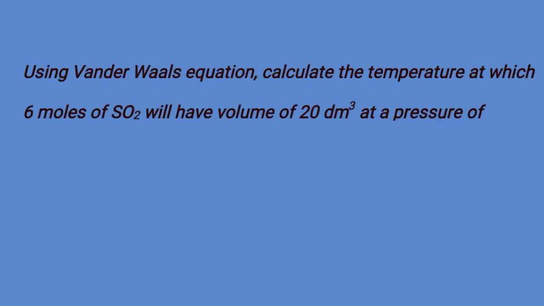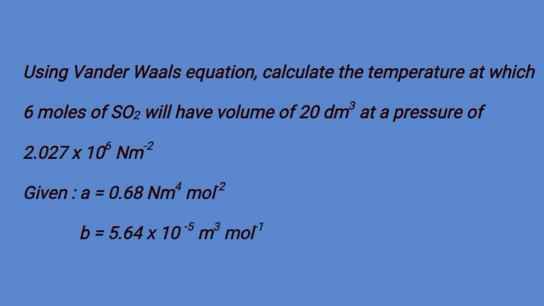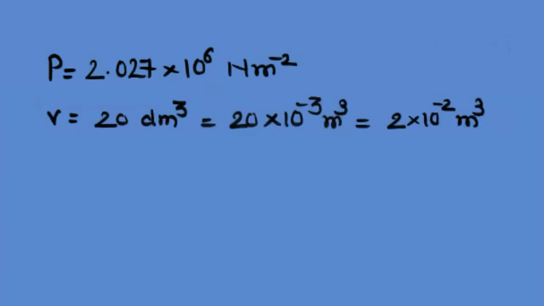Then next, using the van der Waals equation, calculate the temperature at which 6 moles of SO2, that is sulfur dioxide, will have a volume of 20 dm cube at a pressure of 2.027 into 10 raised to 6 Newton per meter square. In this case, pressure is given as 2.027 into 10 raised to 6 Newton per meter square.